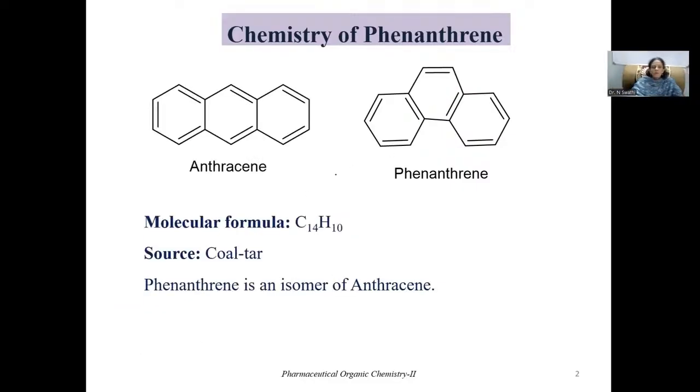The molecular formula of both these compounds is the same, C14H10. Even for phenanthrene, the major source is coal tar. Synthetically, it can be prepared by different methods, which I will explain in the coming sections. Phenanthrene is considered an isomer of anthracene because its molecular formula is the same. The difference is that in anthracene, all 3 aromatic rings are fused linearly, while in phenanthrene they are fused angularly. That is the only difference, which is why phenanthrene is considered an isomer of anthracene.